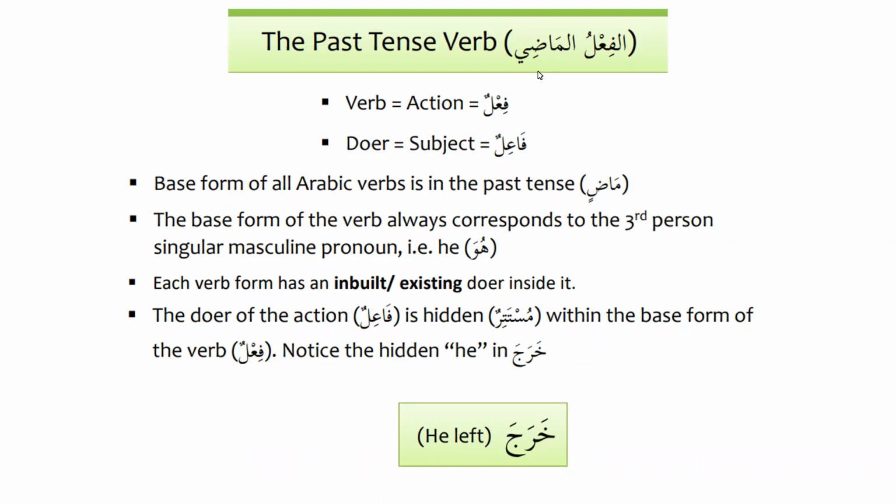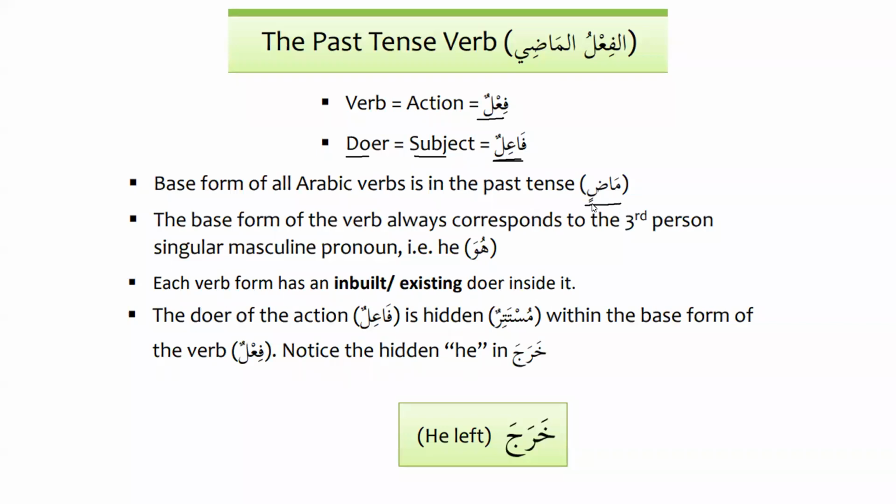And the verbal sentence, al-jumlatul fi'liya, also consists of 2 parts: the verb, that is the action, fi'lun, and then there is the doer, that is called the subject, fa'ilun. So a verbal sentence should consist of a minimum of 2 parts, which are fi'l, the verb, and fa'il, the doer of the action. The base form of all Arabic verbs is in the past tense, yani al-fi'l al-madi or madin.